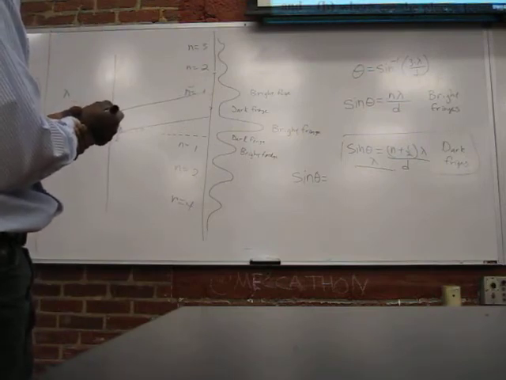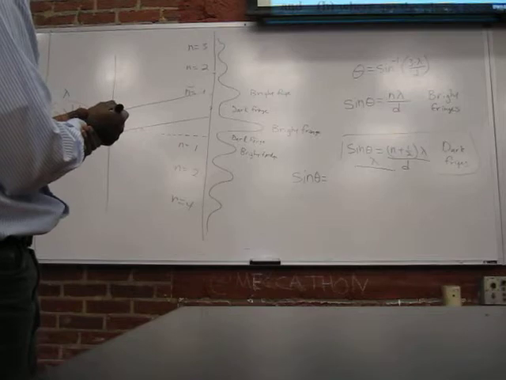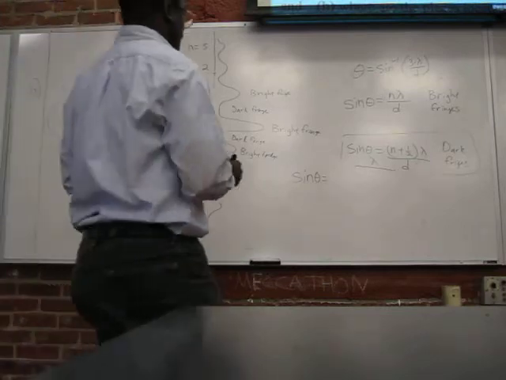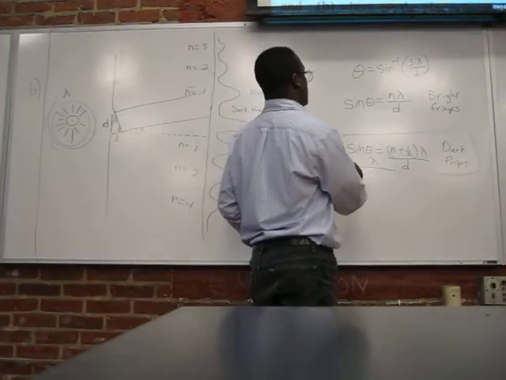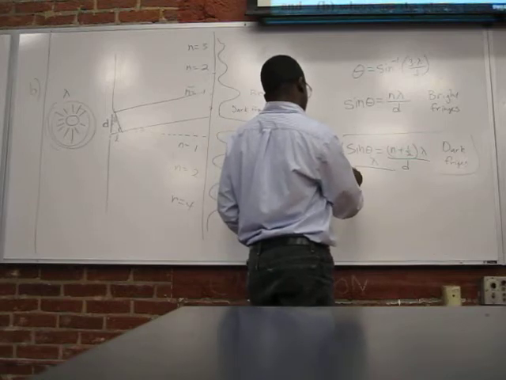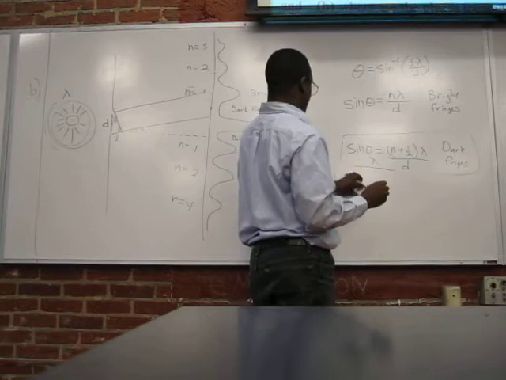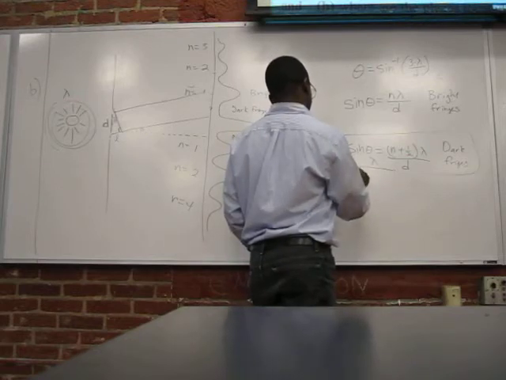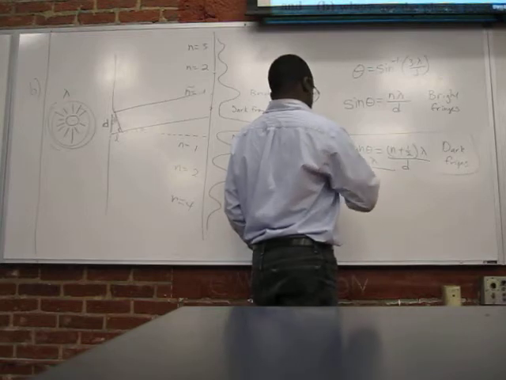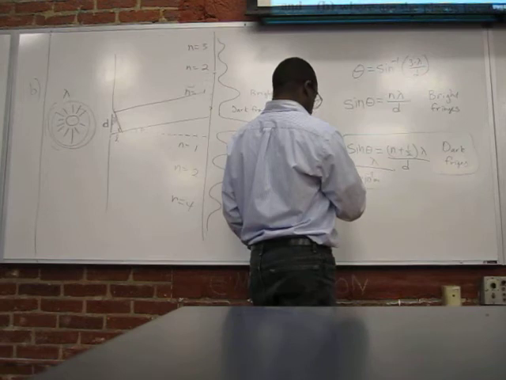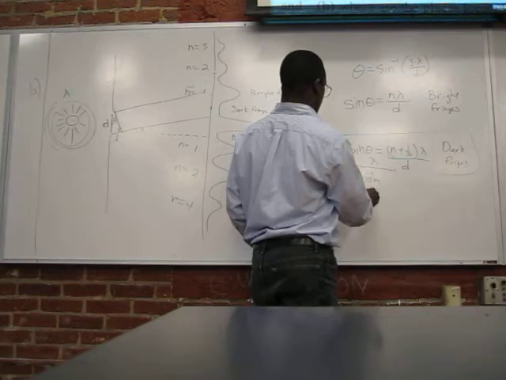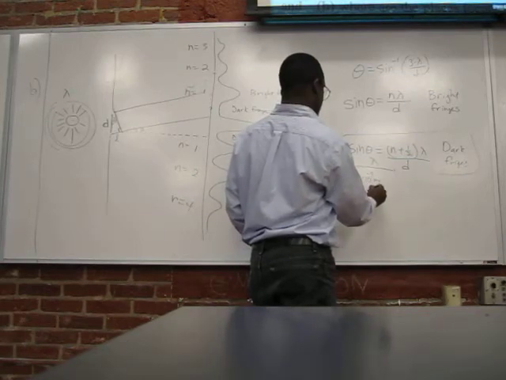So we are looking at part B, which wants us to look at the first bright fringe, where M equals 1. Okay, so bright fringe, M equals 1. I've got lambda here. My lambda is 520 times 10 to the negative 9 meters. And D is still 1.4 times 10 to the negative 6 meters.